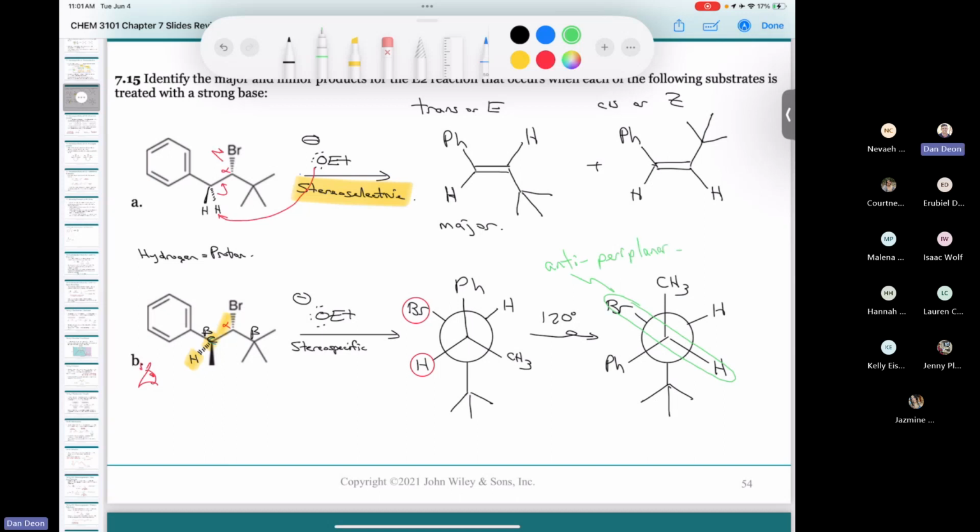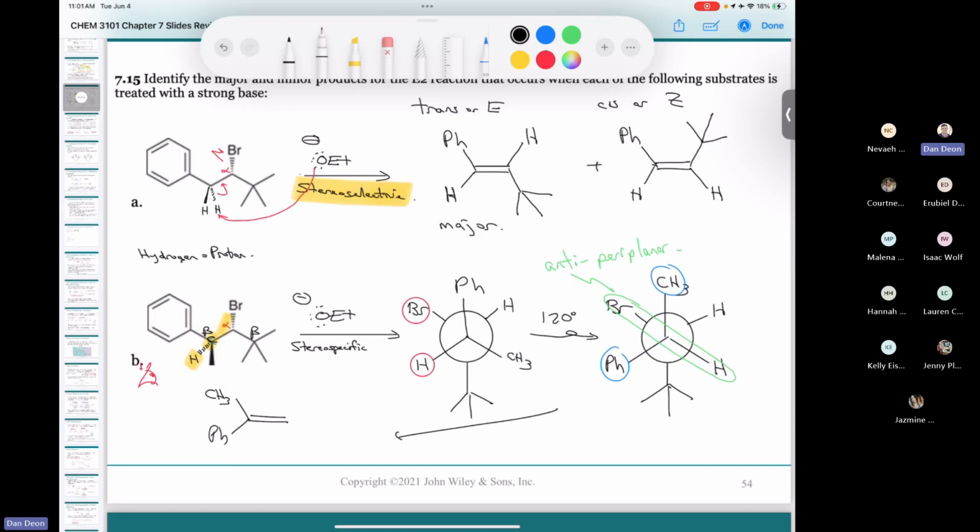So now when I form the double bond, you can see that the methyl group and the phenyl are going to be on one carbon. So I'm just going to draw the product of the elimination down here. I've got my double bond. It's going to have a methyl group on one carbon and a phenyl.